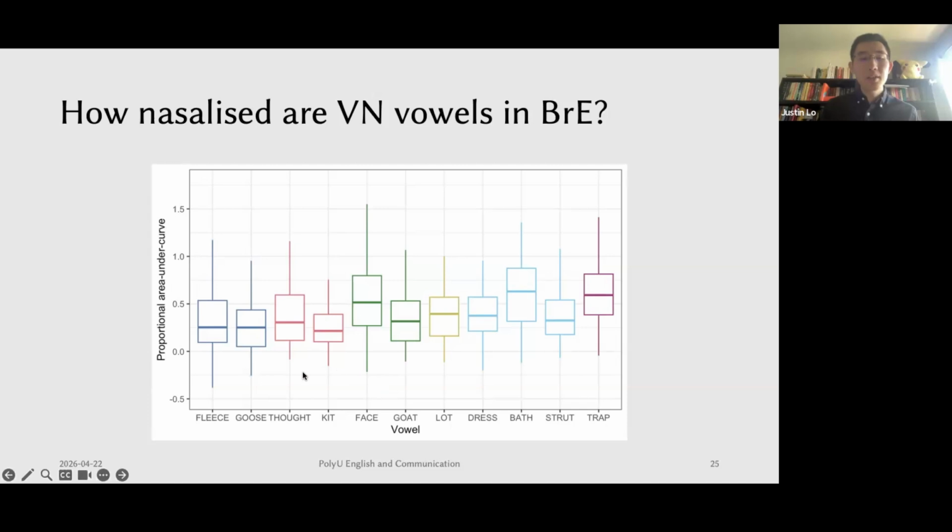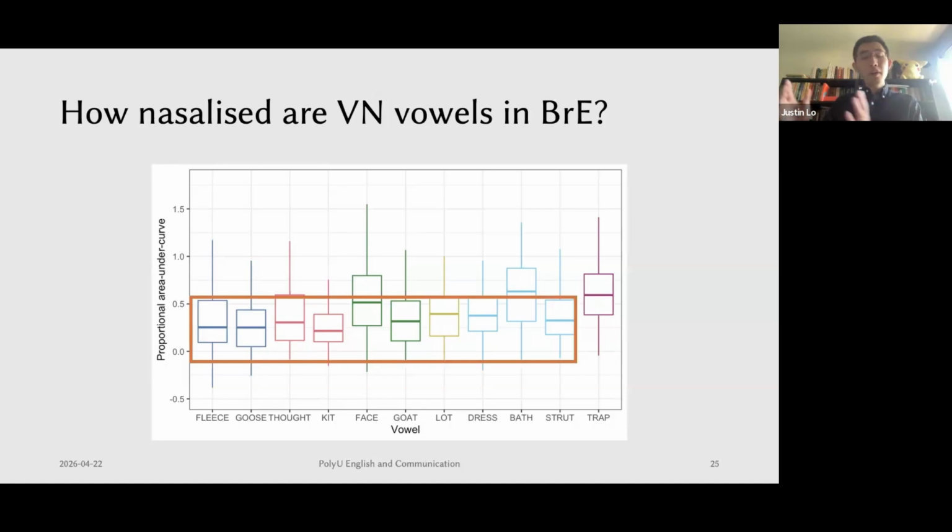We're dividing the results by vowel, and according to vowel height as well. On the left hand side, we have the high vowels like fleece and goose, so like e and u, and then the low vowels are on the right hand side, so like ah vowels like bath and trap. And what we see is a very gradient relationship according to vowel height. So more open vowels, like bath and strut, tend to be slightly more nasalized than close vowels like fleece and goose.